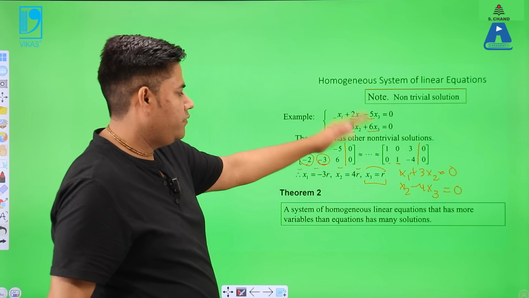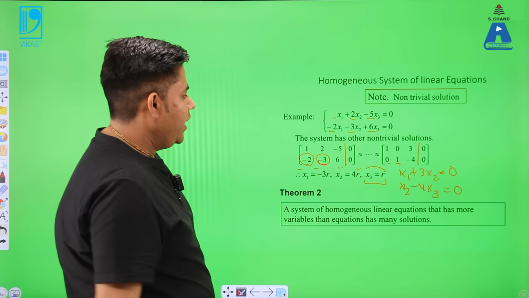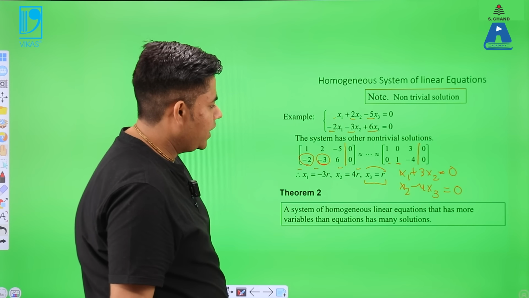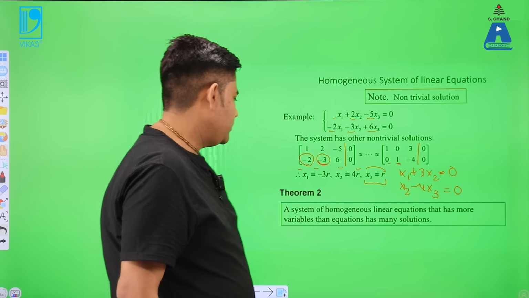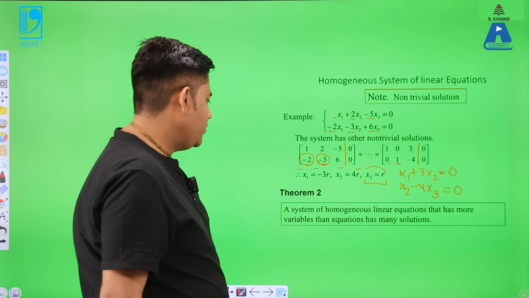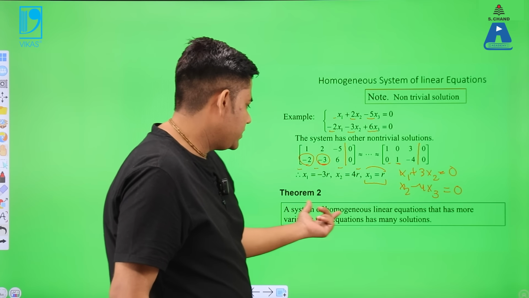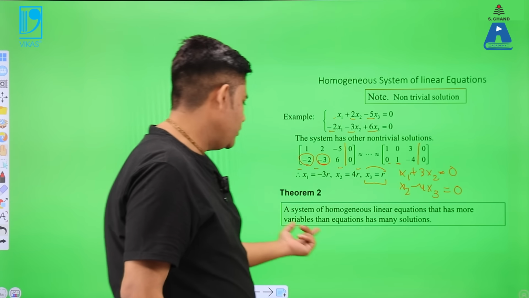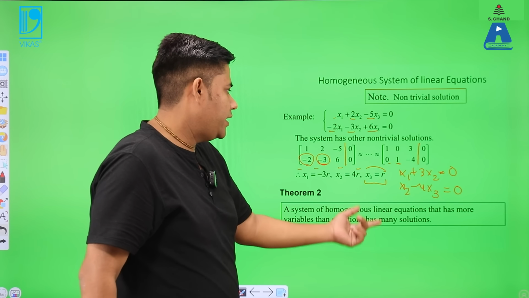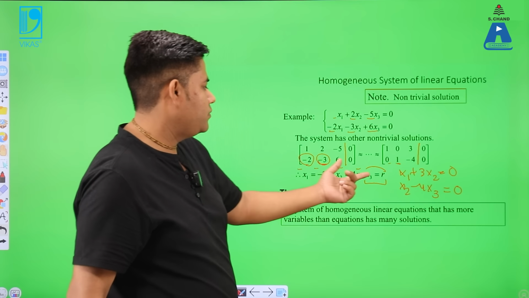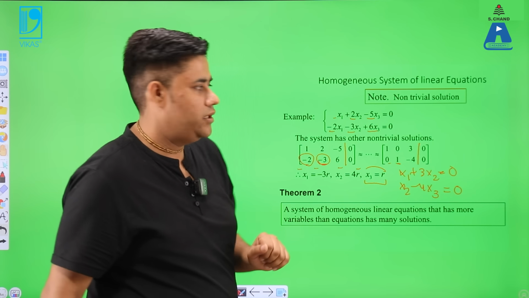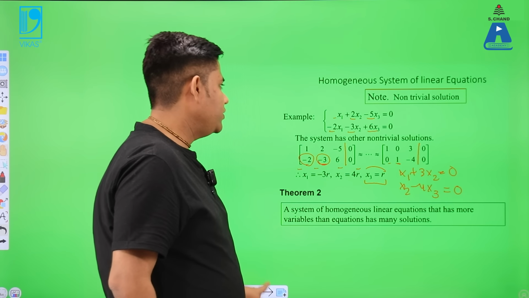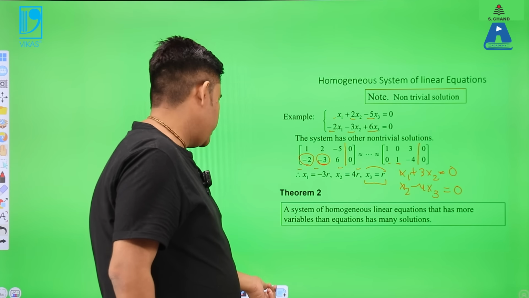Also it can be the other way around, which may be x1 and x3 to be calculated in terms of x2 values. Now that is the theorem 2, in which it says that the system of linear homogeneous equations has more variables than the equations, and that may have many solutions, or those many solutions can be represented in terms of r only. So this is the case of homogeneous system of equations.